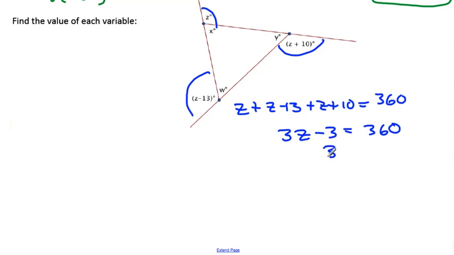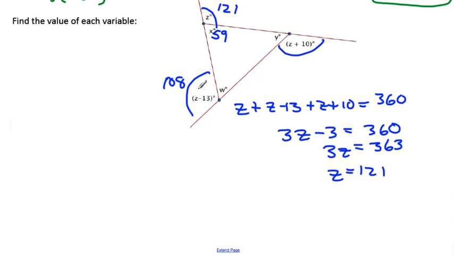Okay, add 3 to each side. We get 3z equals 363. If you take 363 and you divide it by 3, you get 121. So that's what z equals. So now, all right, if z equals 121, we can start figuring things out. So these two are supplementary. So 180 minus 121. What do we get for there? 180 minus 121 is 59 degrees. So that's x. 121 minus 13, so you subtract 10, you get 111. Subtract 3 more, you get 108. All right, so this side is 108.